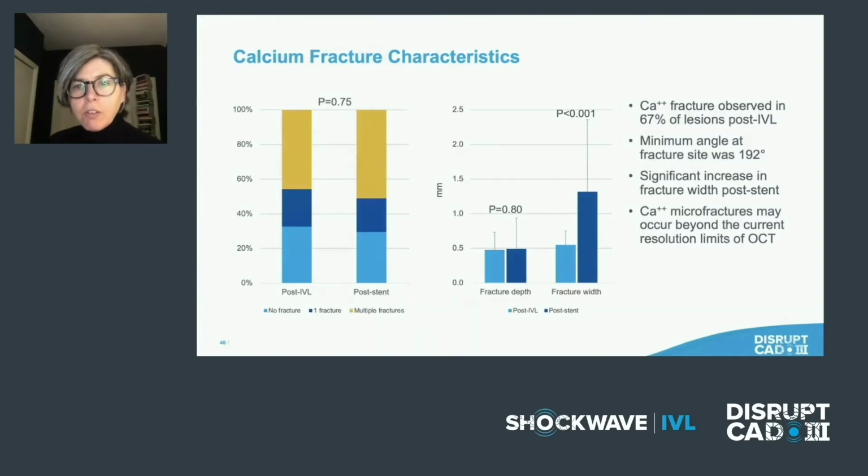67% of the lesions had a fracture that was visible in the OCT, with a minimal angle at the fracture site of 192 degrees, which is consistent and in keeping with the recommendation to use a device for angles of calcium over 180 degrees. You can see from the graph on the right-hand side that following stenting, there was a significant increase in actually the width of the fracture. Interestingly, there were obviously a reasonable proportion of patients where there was no visible fracture seen in the OCT.